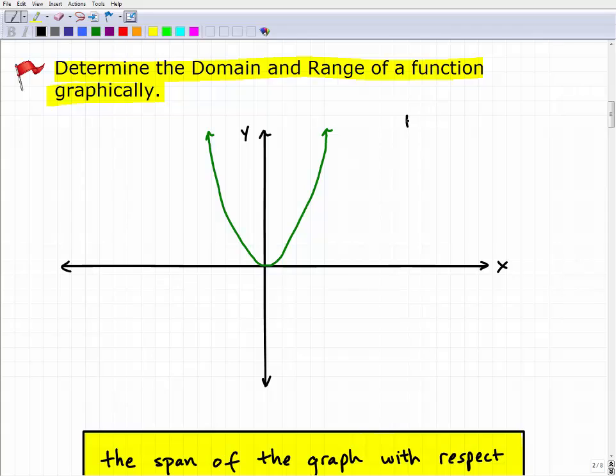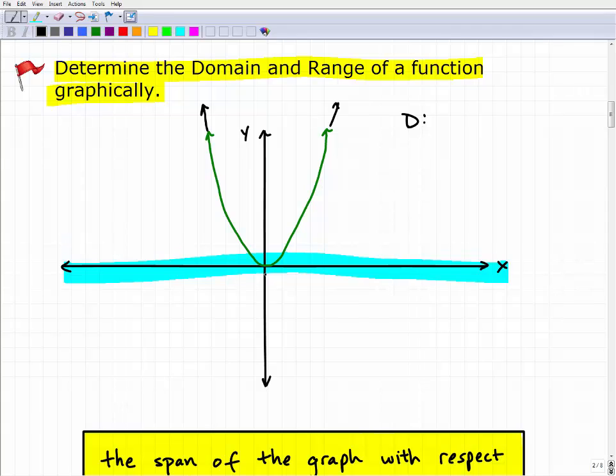So let's focus first on the domain. Well, you can think of the domain as this: how wide is this graph with respect to the x-axis? So let's just focus on the x-axis. These arrows indicate that this graph is going to continue to keep getting wider and wider and wider. So one way to think of this is, is this graph going to span the entire x-axis? Think of it this way.